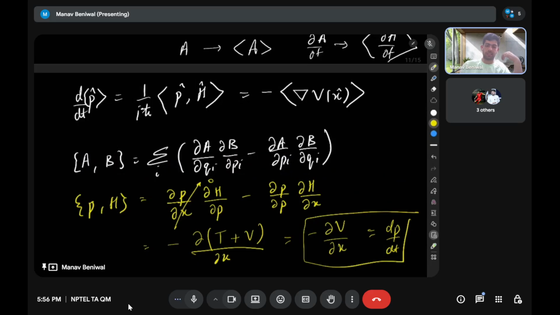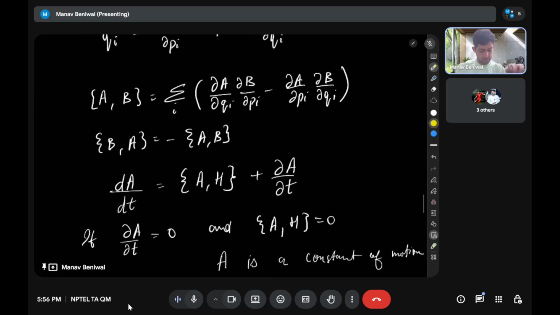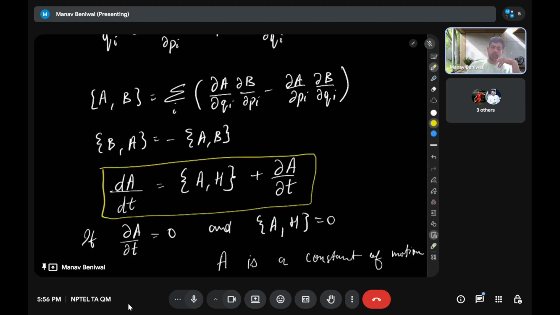This essentially tells us that Newton's second law and this equation of motion are both one and the same thing. But this equation is more general, because it not only tells us how our momentum is changing with time, but it tells us about any quantity that we wish to see as a function of time. It can tell us about position, velocity, energy, and anything.